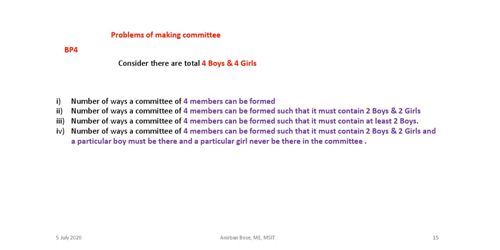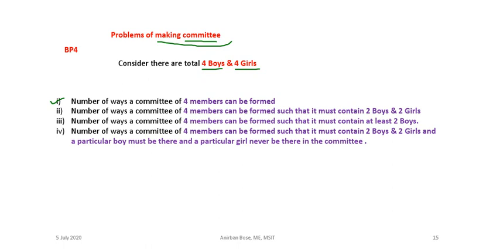So these are the problems of making committee. Okay, so definitely you can understand, since we are talking about the committee, these are basically problems of selection or problem of making group, that means the combination problems. So consider there are total 4 boys and 4 girls. Okay, so 4 boys and 4 girls, and the first question is the number of ways a committee of 4 members can be formed.